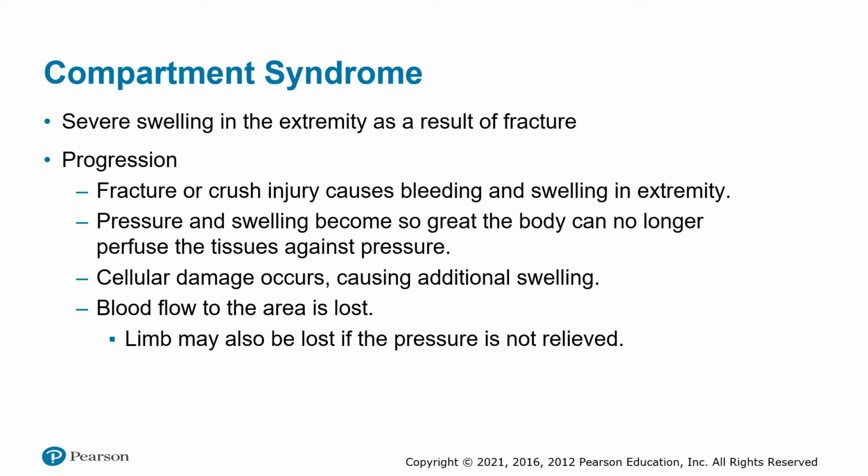Compartment syndrome. This is where we get severe swelling in the extremity as a result of the fracture. It has a progression. We have a fracture or crush injury that causes bleeding and swelling in the extremity. The pressure and swelling become so great that the body can no longer perfuse the tissues against the pressure. And then we also have some cellular damage that occurs, causing additional swelling. And then blood flow to the area is lost. The limb may also be lost if that pressure is not relieved.